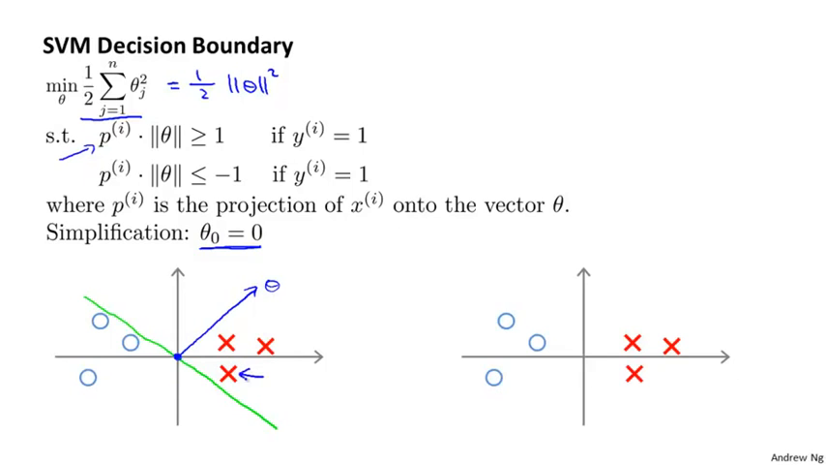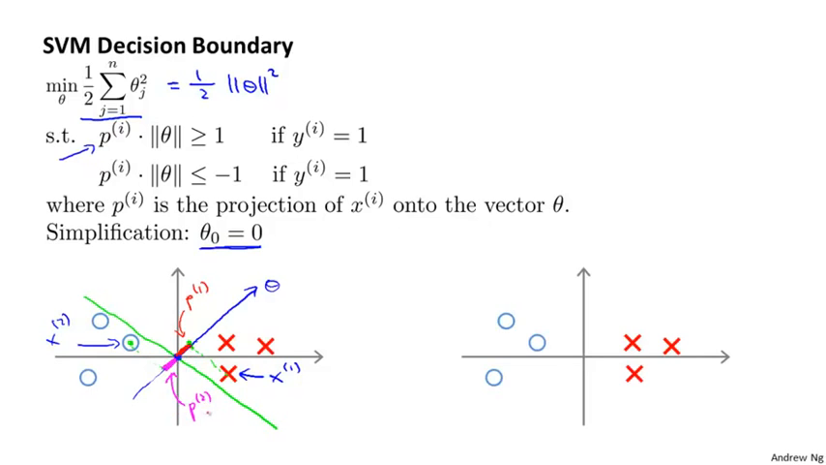Let's say that this example here is my first example, x1. If we look at the projection of this example onto my parameter theta, that's the projection, and so that little red line segment is equal to p1, and that's going to be pretty small, right? And similarly, if this example here happens to be x2, my second example, then if I look at the projection of this example onto theta, let me draw this one in magenta. This little magenta line segment is going to be p2. That's the projection of the second example onto the direction of my parameter vector theta, which goes like this. And so this little projection line segment is going to be pretty small.